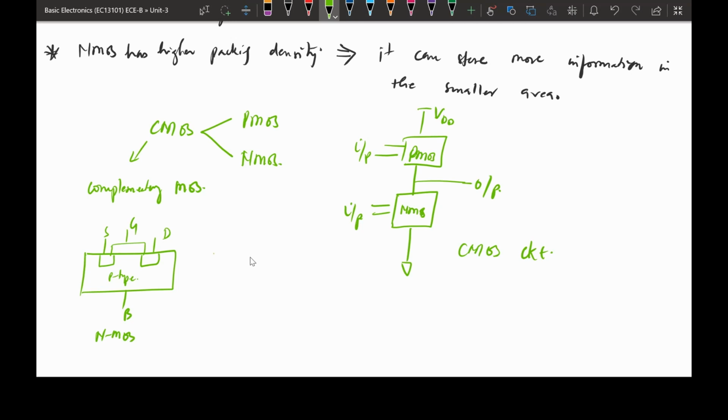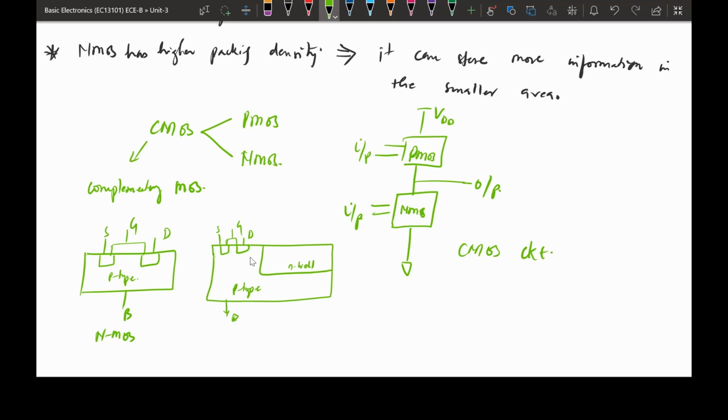But if a device can have both NMOS as well as PMOS on the same IC or on the same substrate. Suppose this is of P type. Here this is source, this is gate, this is drain, and this is your body. So this is your NMOS. But on that P type substrate only, there is what is called an N well.